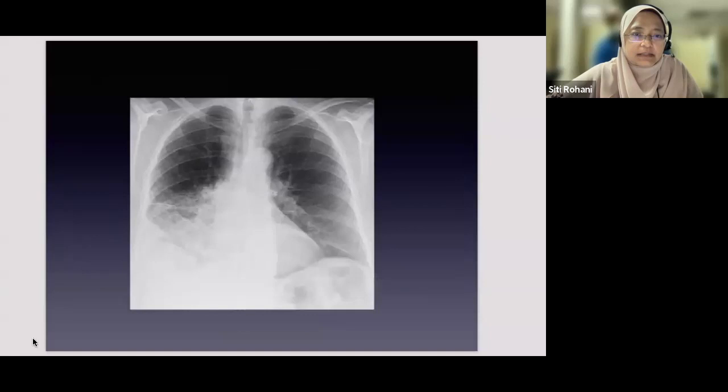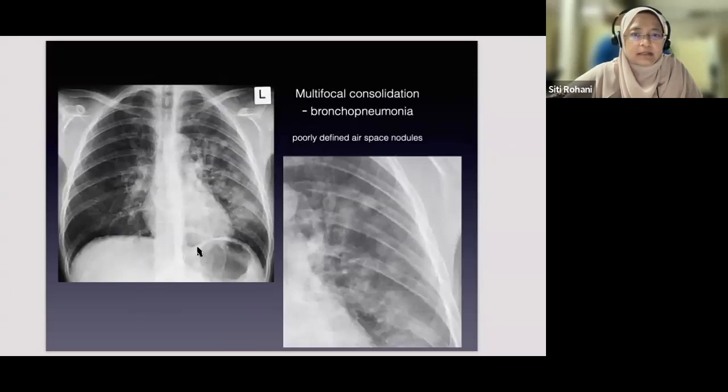Okay, so this is the same example, consolidation with ill-defined margin which obscures the silhouette of the right heart border and the right hemidiaphragm. In multifocal consolidation, this is an example of bronchopneumonia. You can see poorly defined airspace nodules in the lungs.